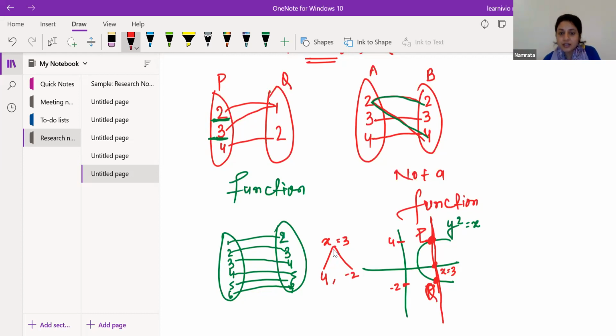Are you getting it? Now, I said to you, for one input we will not have two different outputs. If you are getting two different outputs for one input, that is not a function. Got it?